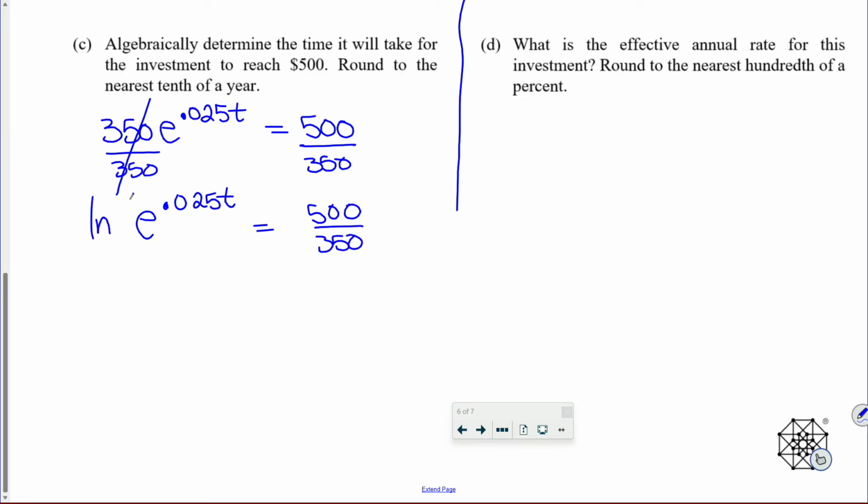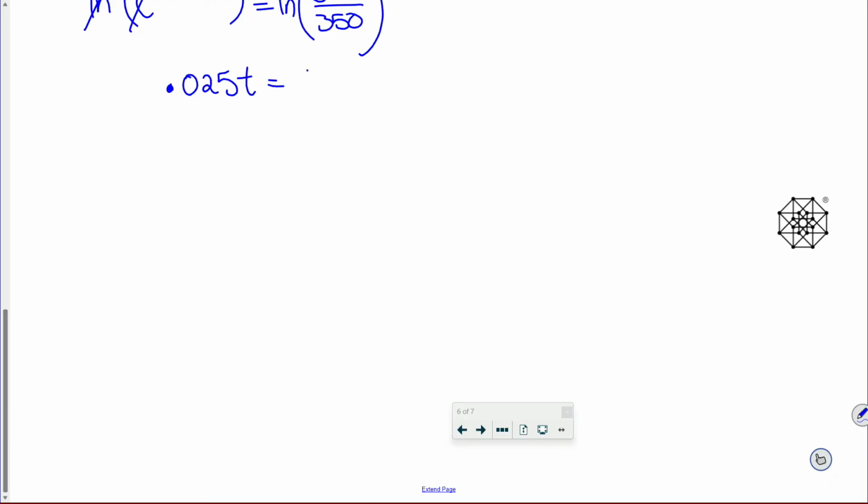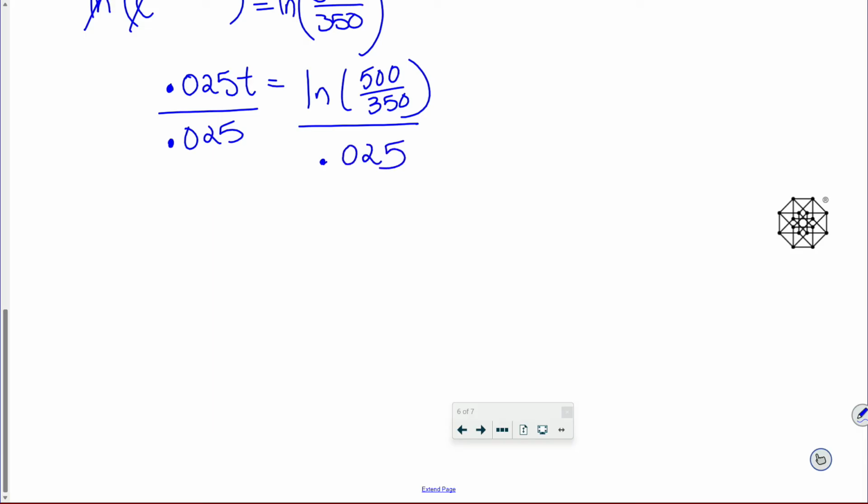Right. We'll take the natural logarithm of both sides. That will then cancel out the exponentiation with a base of e. So we'll get 0.025t is equal to the natural log of 500 divided by 350. And now we just have to divide by 0.025 on both sides. We can put that entire quantity into our calculator just like that. And what we will find is to the nearest tenth of a year, it's going to take 14.3 years.